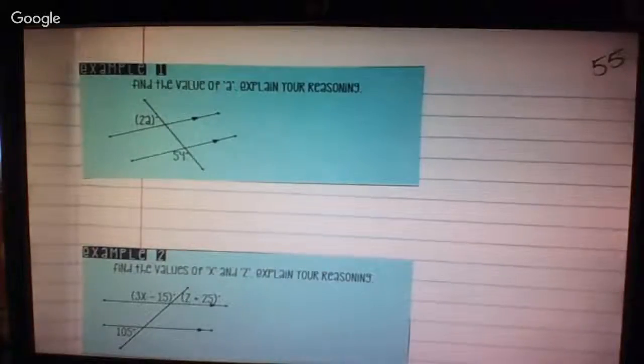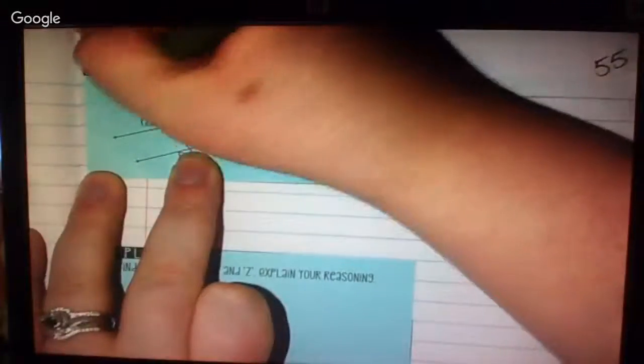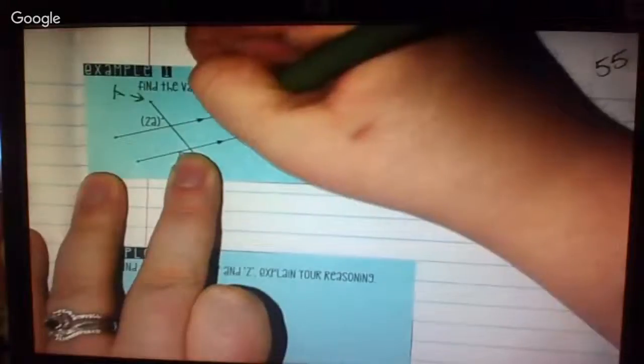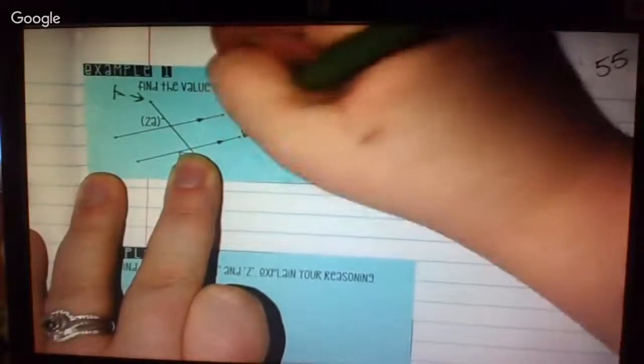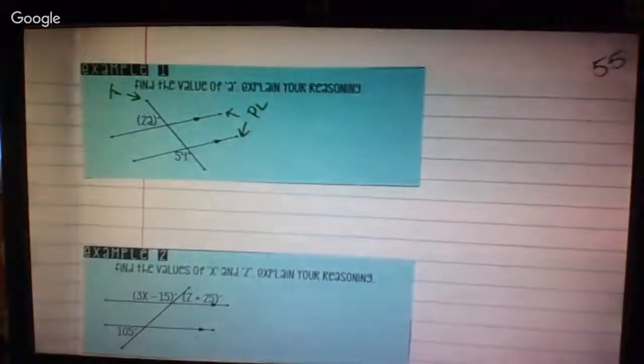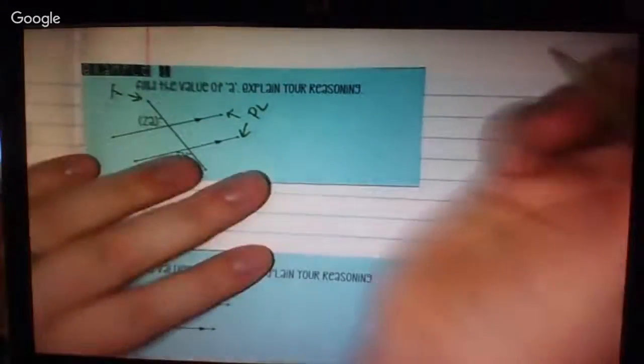Okay, so we know they're exterior, they're outside the parallel lines. Where are they in terms of the transversal? On the same side, okay? Remember, this is your transversal. These are your parallel lines. So they're outside of your parallel lines, and they're both on the left of your transversal. So these are same side exterior angles.